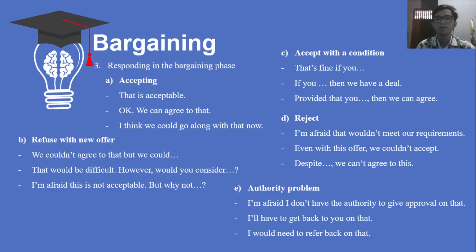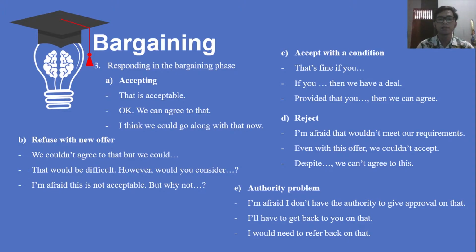And then rejecting. It happens when we reject the offers for some reason. The expressions are: I'm afraid that doesn't meet our requirements. Even with this offer, we couldn't accept. And then, despite, we can agree to this.